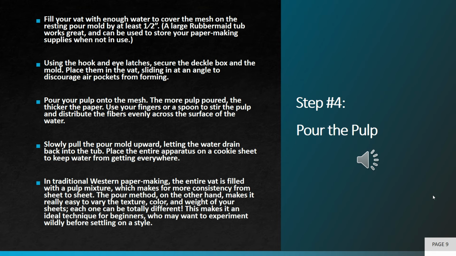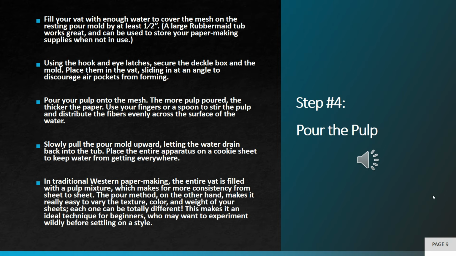Once you make the pulp, you'll fill the vat with water. So I put mine in the sink, made sure it was all connected, and then when I poured the pulp into the mesh, I shimmied the mold, so I tried to get it to be as even as possible. And then when you pull the mold up out of the water, you're going to pull it up nice and slow so that, again, you're trying to keep the paper pulp as even as possible.